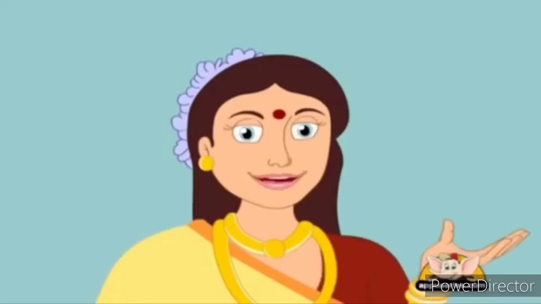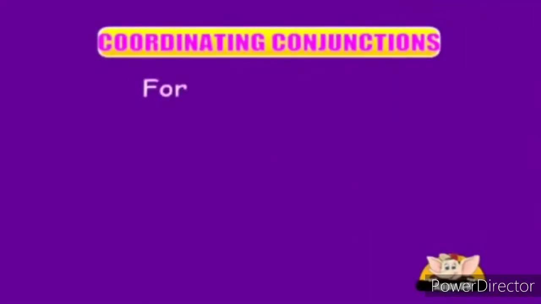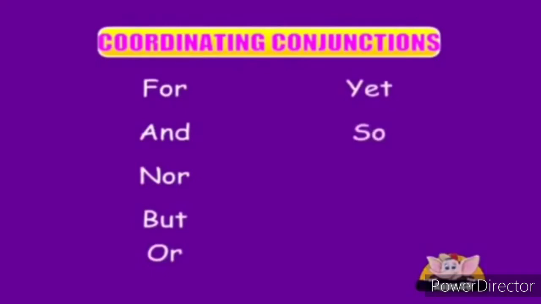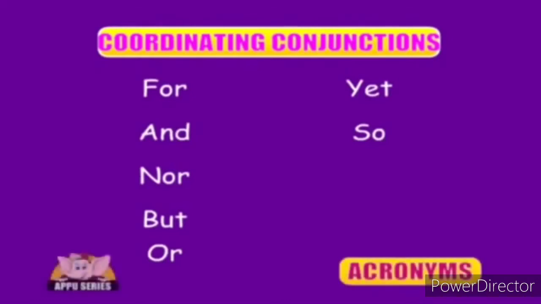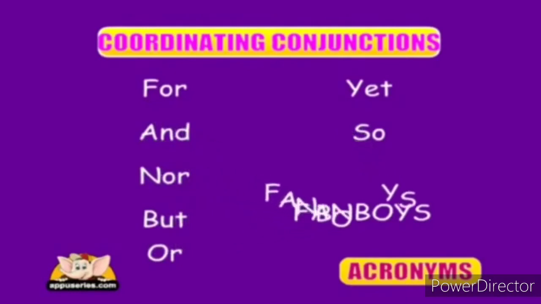There are a few types of conjunction. First is coordinating conjunctions, which include for, and, nor, but, or, yet, and so. One can remember these words with an acronym: FANBOYS, FANBOYS. Acronyms are words one makes by taking the first letter of each word in a group. This helps in remembering better.